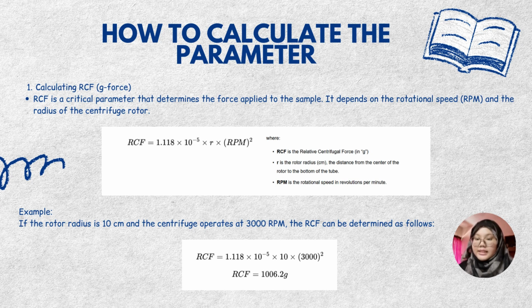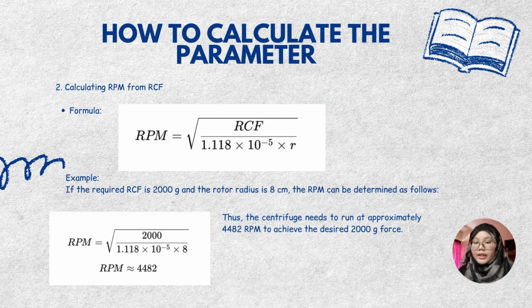For example, if the rotor radius is 10 cm and the centrifuge operates at 3000 rpm, the RCF can be determined as follows. RCF equals 1.118 times 10 to the power of negative 5 times 10 times 3000 squared, which equals 1006.2 g.